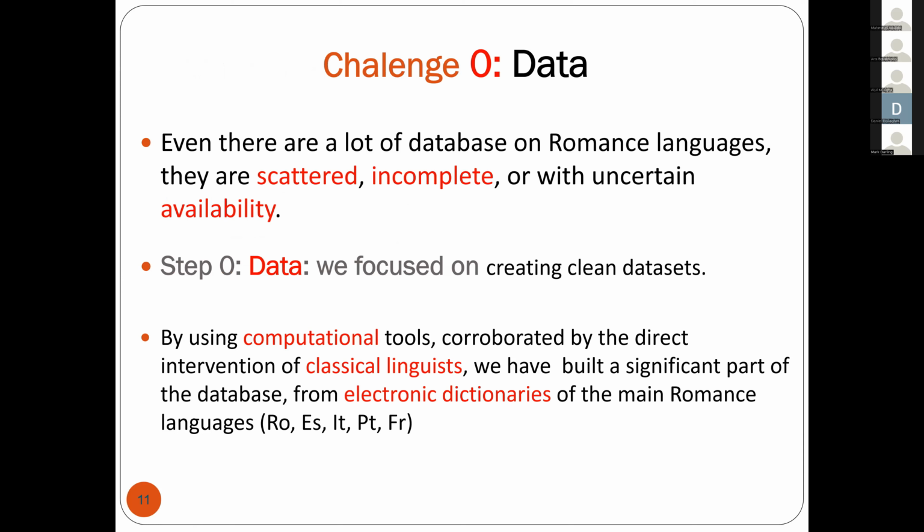The big problem is the data. The problem is not that there is not much data. There is a lot of data. There are many databases in research, but we always have some problems. The data are scattered. They are incomplete, or the data are of uncertain availability. A lot of papers use data from a dictionary, which is okay, it's a good resource, but probably not very carefully investigated.